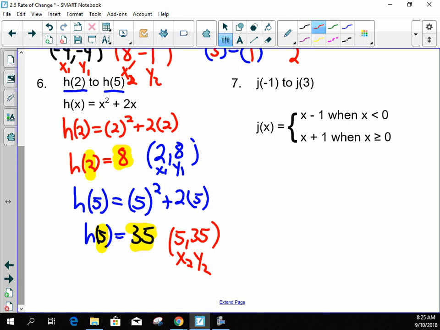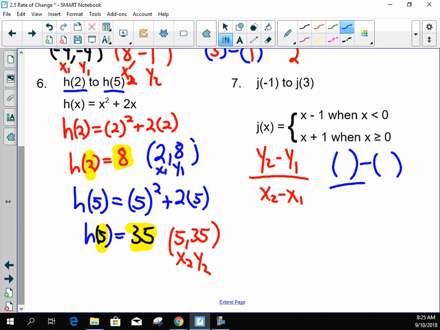I know, we're not done. What do we have to do now? Well, we have to do this. y2 minus y1 over x2 minus x1. So then I plug in the numbers. y2 is right here in this one. y2 is 35. y1 is 8. x2 is 5. x1 is 2.